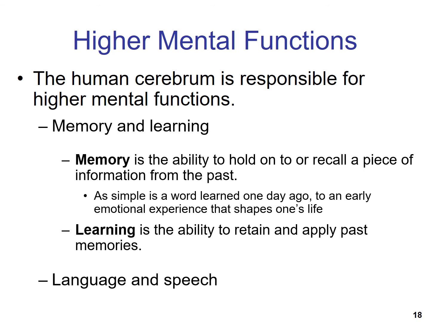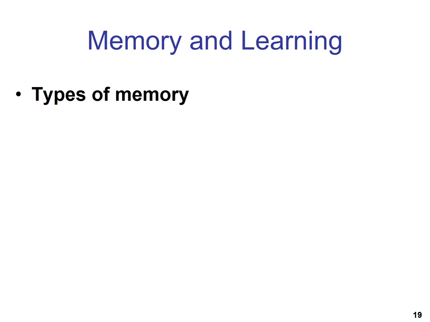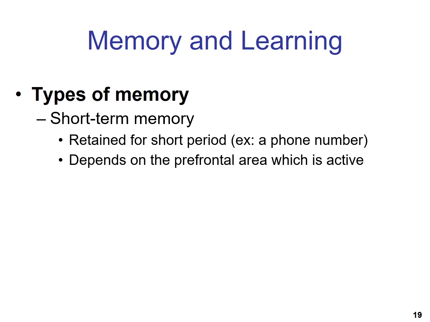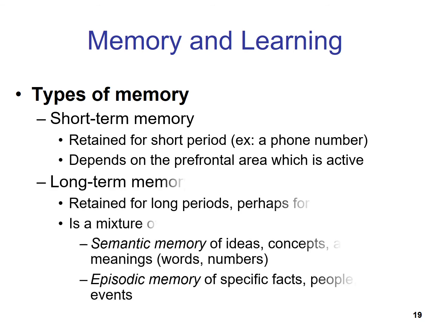The human cerebrum is also responsible for language and speech. So the different types of memory are short-term memory, and this is retained for basically a really short period. An example might be a phone number that you remember for just a minute and then forget it. And it depends on the prefrontal area being active. The long-term memory is retained for long periods, sometimes for life, and it's a mixture of what's called semantic memory, which is ideas, concepts, meanings like words and numbers, and episodic memory of events or facts or people.